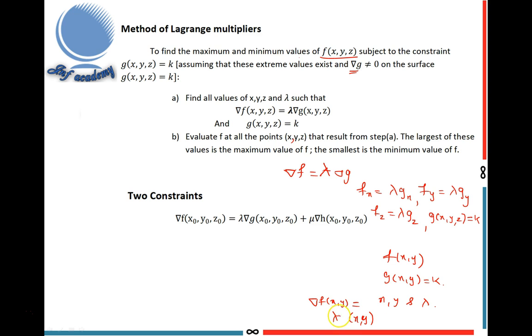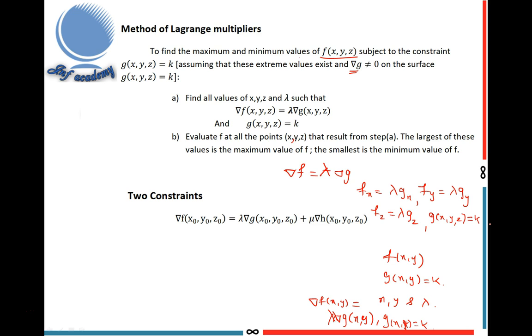Lambda del g of x, y, and g of x, y equal to k. This amounts to solving these three equations in these three unknowns: fx equal to lambda gx, fy equal to lambda gy, and g of x, y equal to k. By using these three equations, I get the values of x, y and lambda.